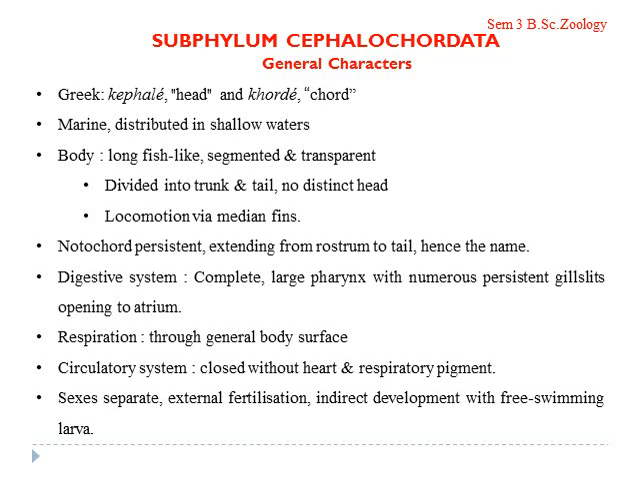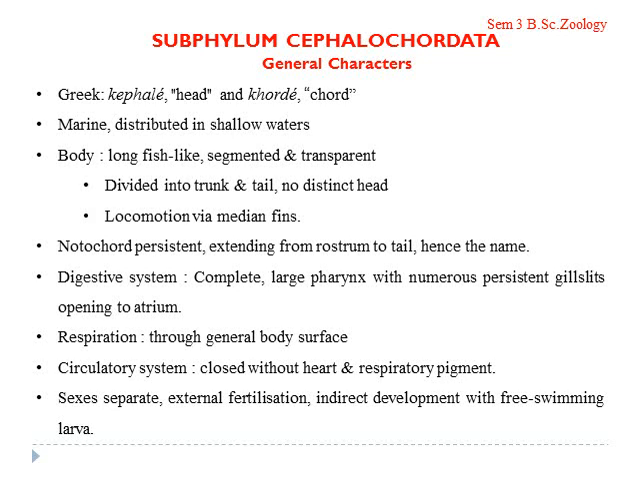And regarding the body features, as said, it is a fish-like chordate, so they are long, fish-like, and usually extend to about 5 to 8 centimeters long. They are segmented and transparent. They are metameric and transparent. The body is divided into trunk and tail, even though a distinct head is completely lacking. Locomotion is brought about with the help of the median fin. It's not paired, it's a median fin, and paired appendages are completely lacking in all the cephalochordates.